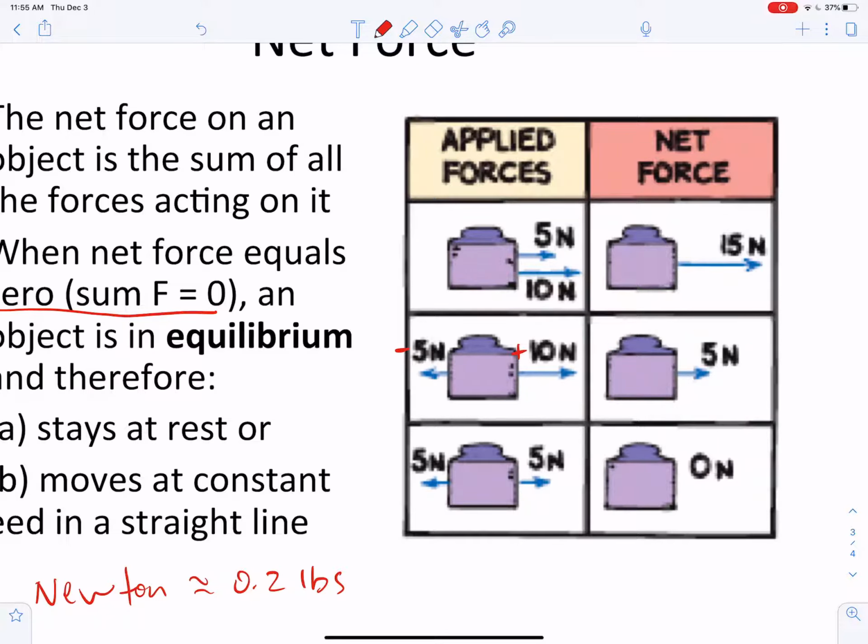And then in the last example, what if you have 5 to the right? You could think of that as positive 5, and 5 to the left, you can think of that as negative 5. Well, they would add up to a net force of 0. Okay? So these are examples of the net force in the horizontal direction. You could do the same thing in the vertical direction.